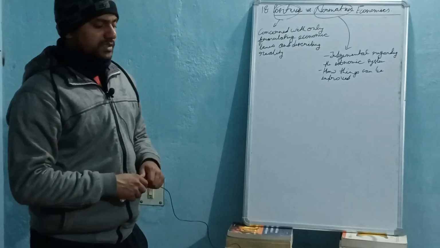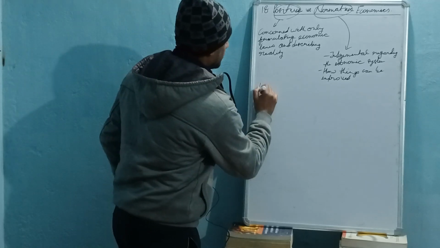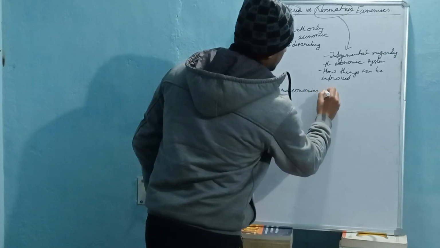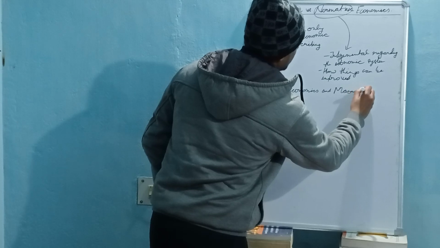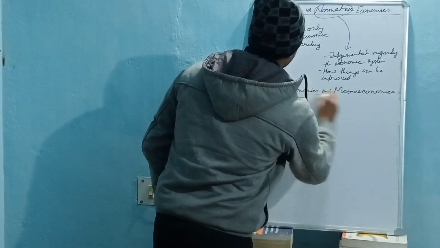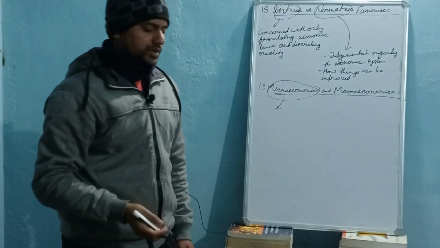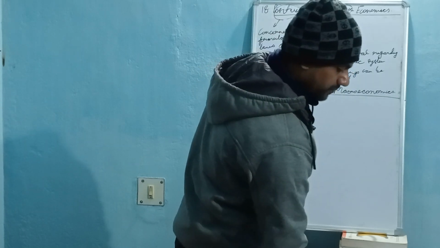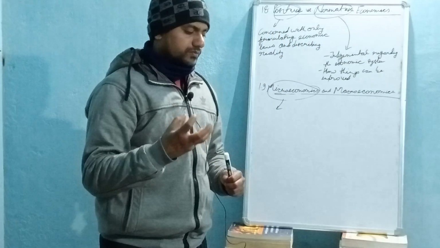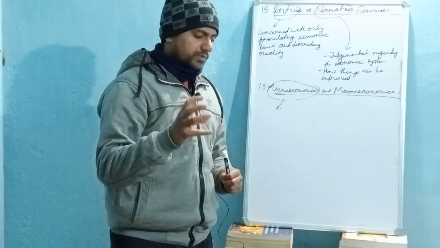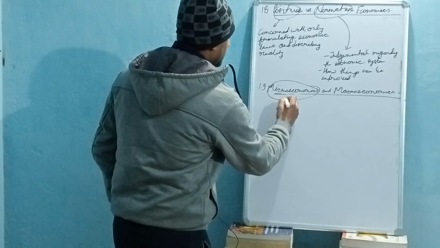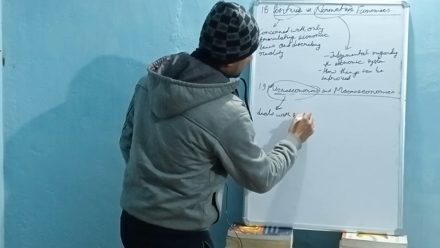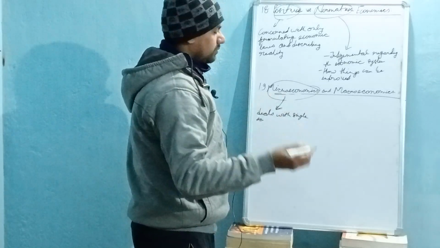Okay, so next is microeconomics and macroeconomics, 1.9. Microeconomics first. What is it? It deals with individual economic units, the behavior of individual elements in the economic system. So here we can write down: deals with a single economic element.